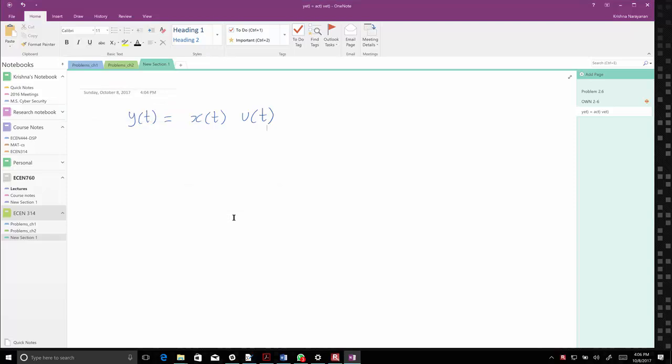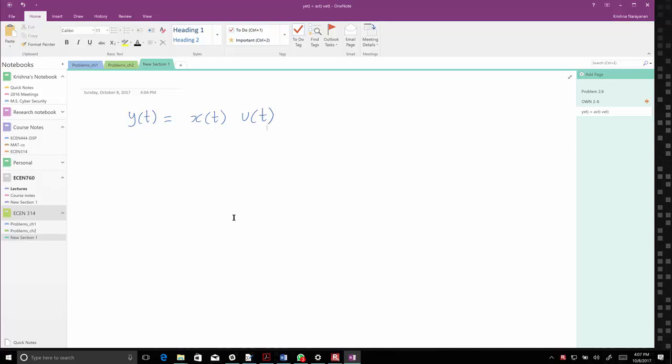So in this problem you are given a system, right? The output of the system y of t is the input of the system x of t times the unit step function. You are asked whether this system is time invariant or not. What I suggest you do is first think about what the system is actually doing to your signals and get a feel for what's happening.